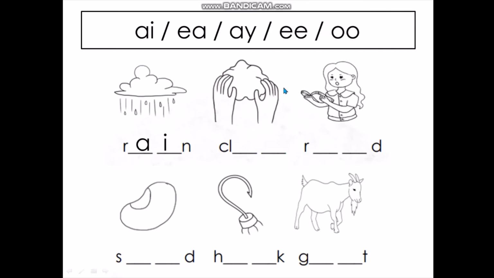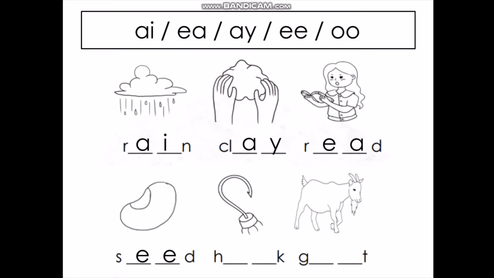How about this one? Good job. It's A-Y, clay. How about this one? What is the girl doing here? And what should we put here? This, or this? Very good. It's E-A, read. How about this one? What is this picture? And what should we put here? Very good. We should put double E.